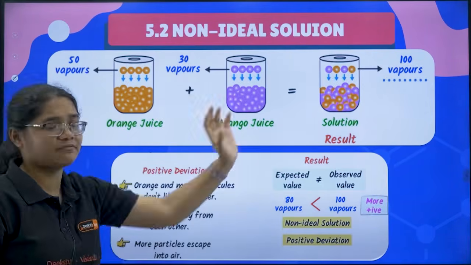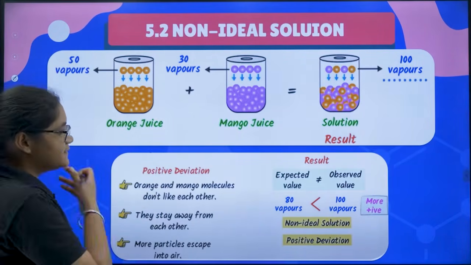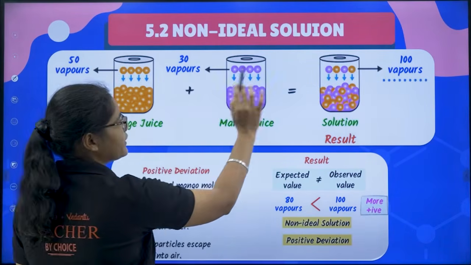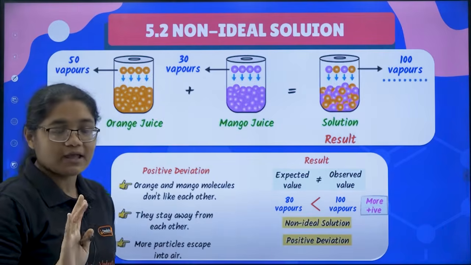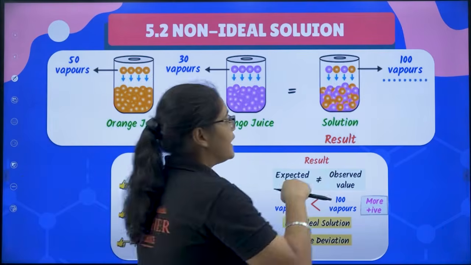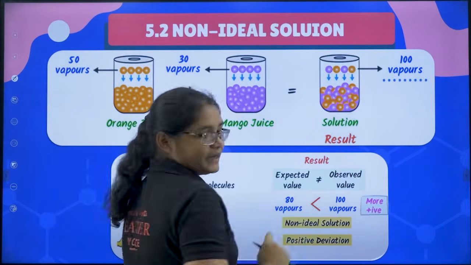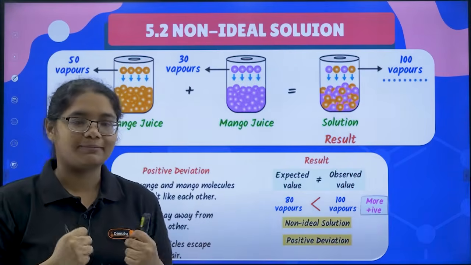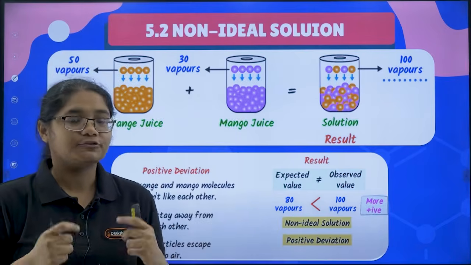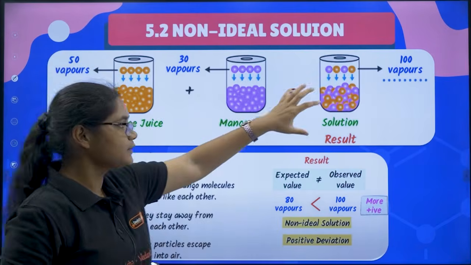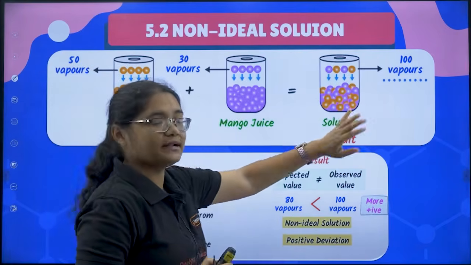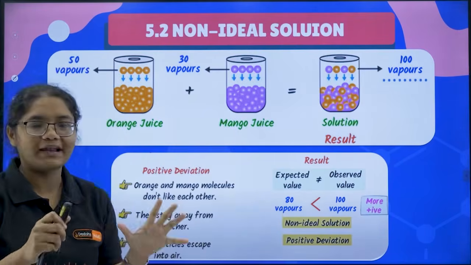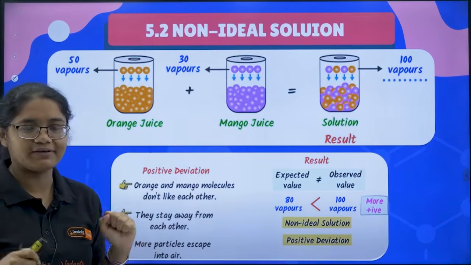Now why has the number of vapors increased? When we have mixed them, 50 plus 30, already 80 vapors were there. Now when you mix them, another 20 vapors have evaporated, right? Now why have these 20 vapors evaporated more? The reason can be that these particles do not like each other. The orange juice and mango juice don't like each other.